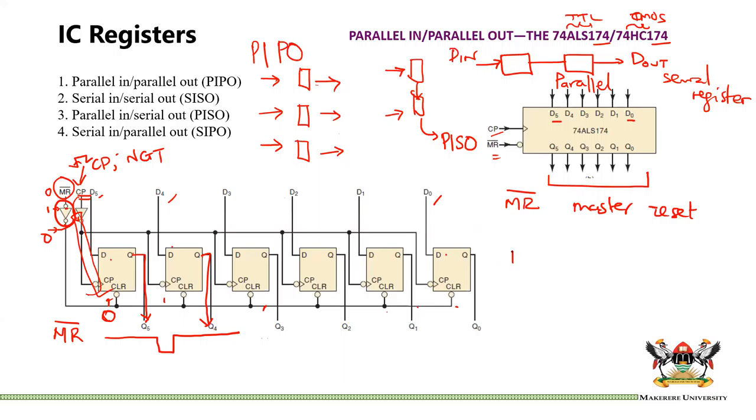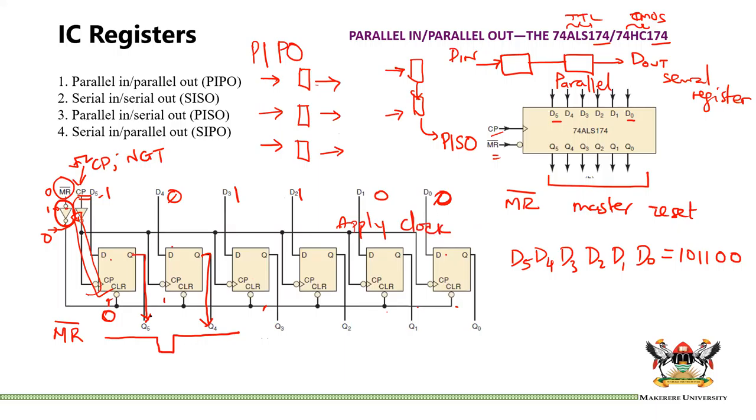So when you have your data D5, D4, D3, D2, D1, and D0 equal to say 101100, all you need is to put it here. 101100. Apply a clock. Once you apply a clock, your data will shift to 101100. You can see that this data is right here. So it is essentially 101100. But obviously it exists along the whole line.